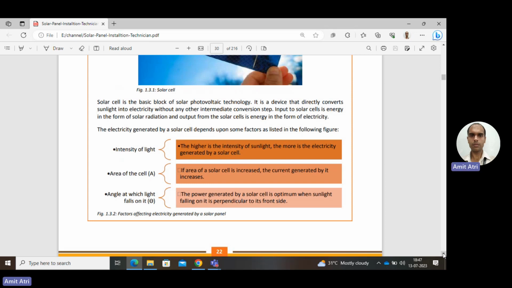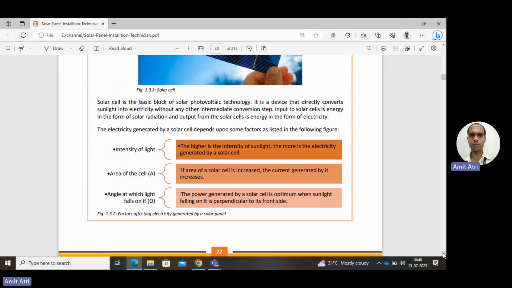The factors which affect or govern the electricity generated by the solar cell are, the first one, intensity of light. Higher intensity of sunlight means more electricity will be generated. Area of the cell is also directly related to electricity production. A larger area means more electricity will be generated. Then the angle at which light falls on it.